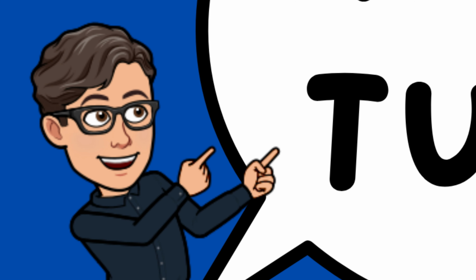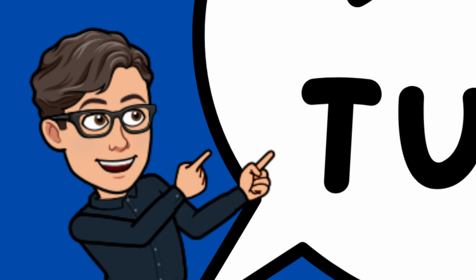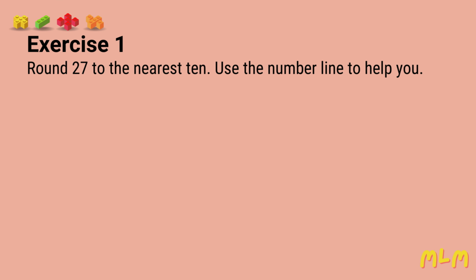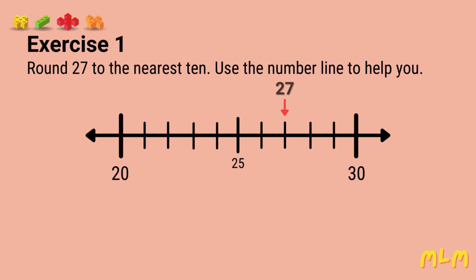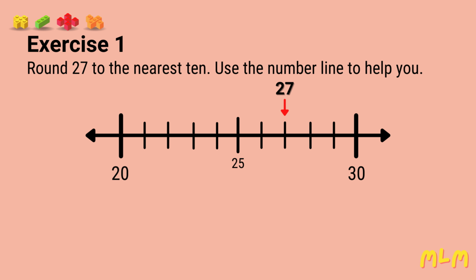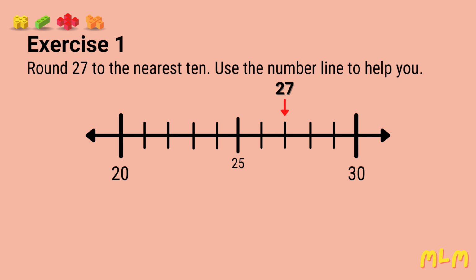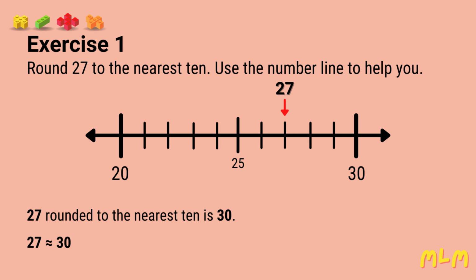Alright! Lego math learners, it's now your turn to apply what you've learned from the lesson today. Let's have the following exercises. Round 27 to the nearest 10. Use the number line to help you. Pause the video and think about the answer. Play it again to see if your answer is correct. 27 rounded to the nearest 10 is 30. We can also say 27 is approximately equal to 30. Did you get the correct answer?